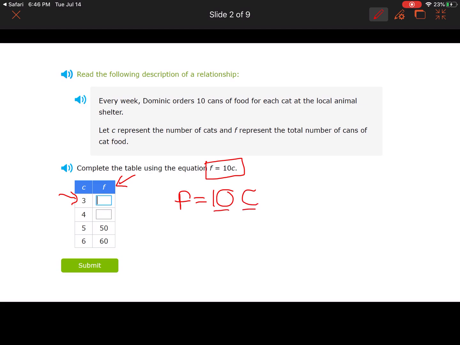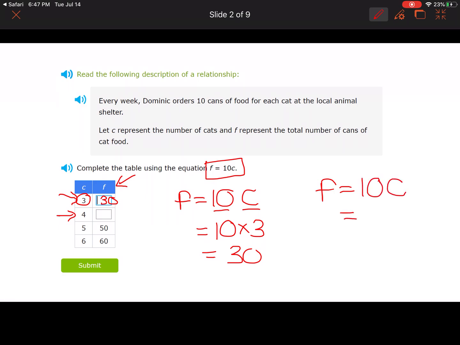Remember, when a number is next to a variable, it means a multiplication. So I'm going to replace the variable C with 3. So we have 10 times 3. Well, 10 times 3 is 30. So for 3 cats, you're going to need 30 cans of cat food. The next one is when C is 4. So just like we did to find the number of cans of cat food F, we would take 10 and multiply it by the number of cats. This time we have 4 cats. So we're doing 10 times 4. 10 times 4 gives you 40. So for 4 cats, you're going to need 40 cans of cat food.